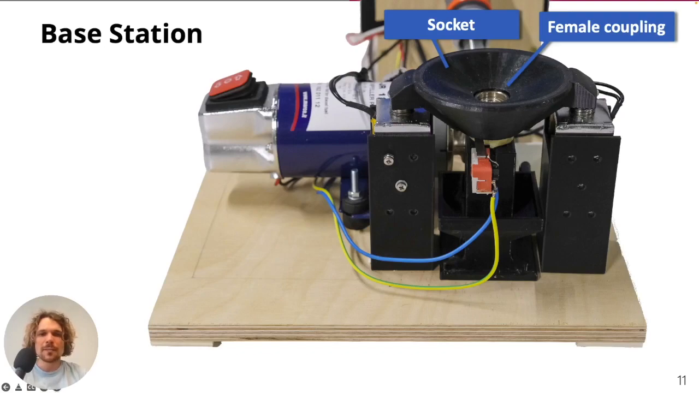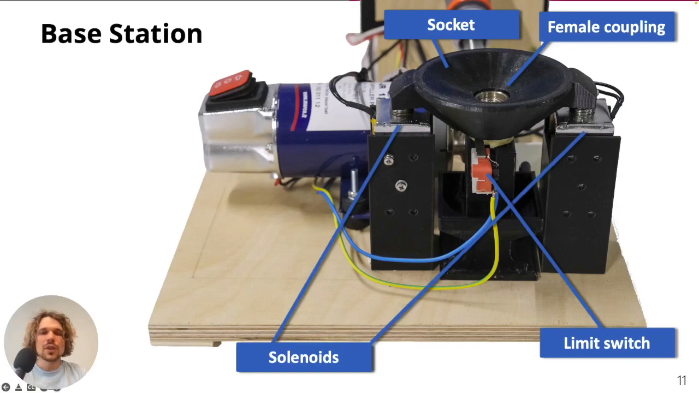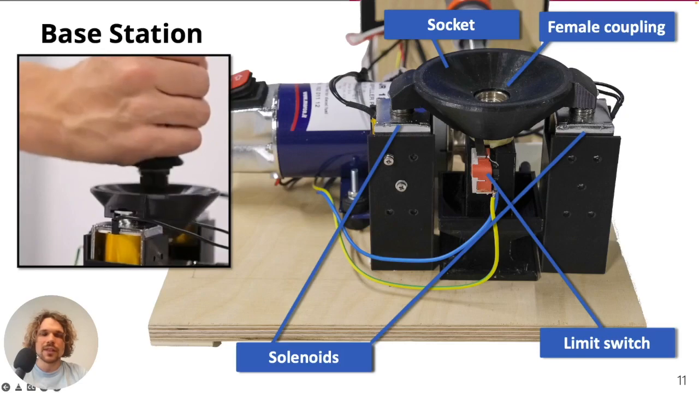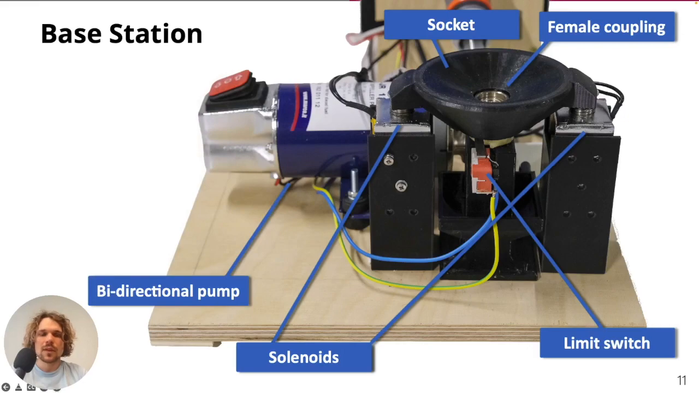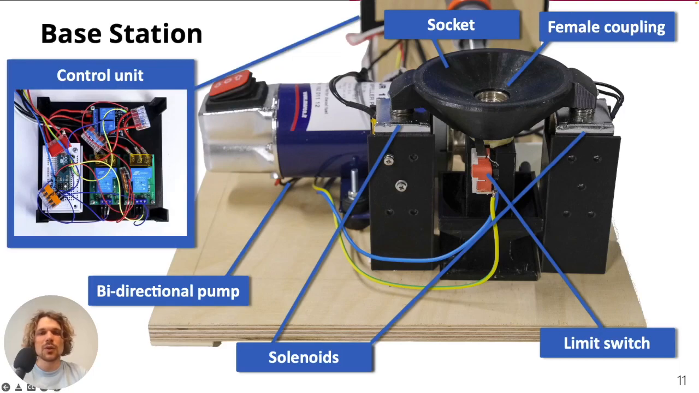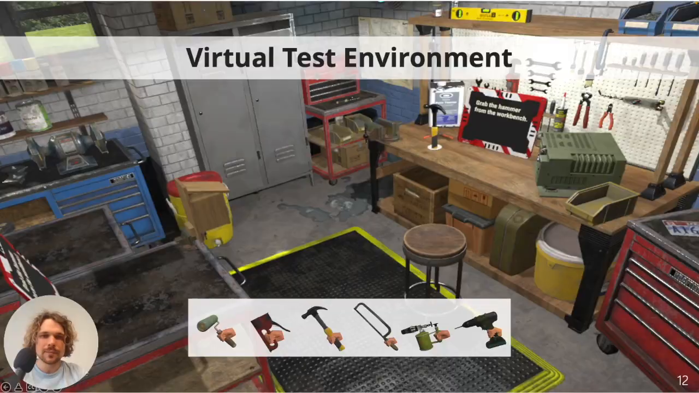The female coupling is embedded in a socket at the top of the base station. The socket has a slope towards the fitting in the center, so that the proxy object can snap in smoothly. This is then detected by a limit switch. 2 solenoid actuators separate the 2 units again, as you can see in this video. A bidirectional pump initiates the water flow. And a control unit controls the components using an Arduino Micro and 4 relay modules.